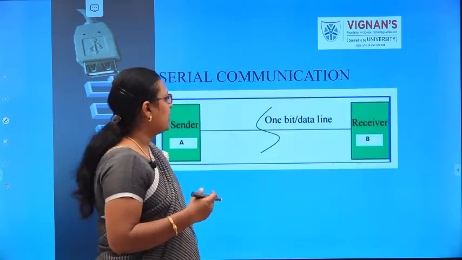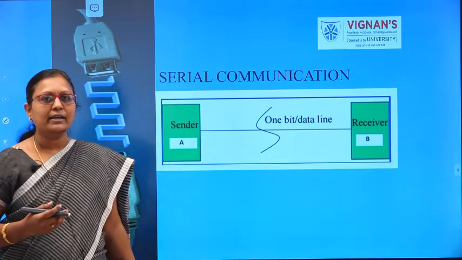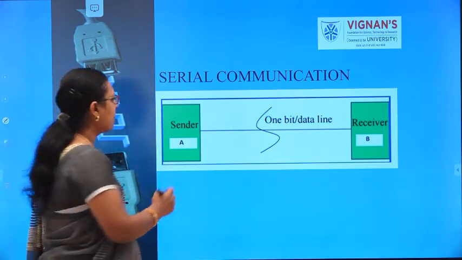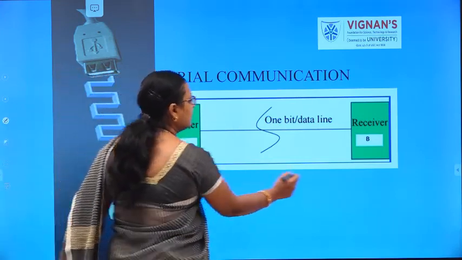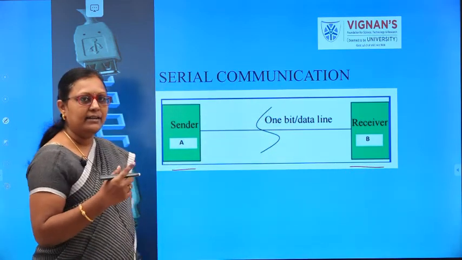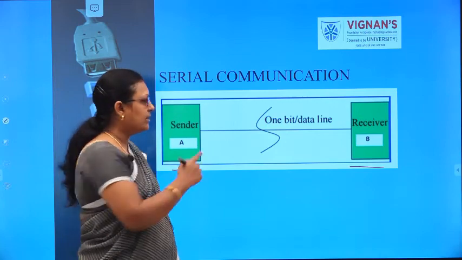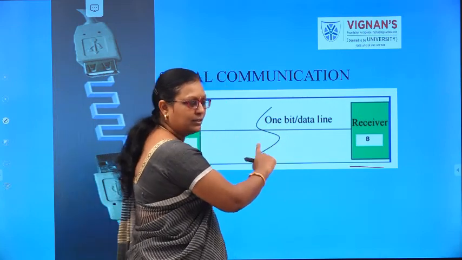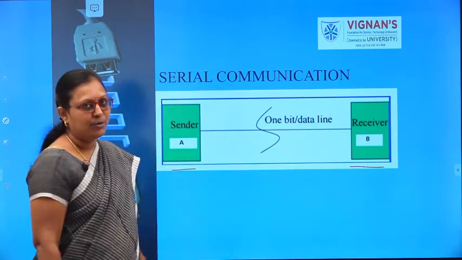Serial communication means we are going to transfer the data bit by bit, not as it is, bit by bit we transfer. This is the block diagram of serial communication. It consists of a sender and a receiver. A sender can transmit the data one by one, bit by bit, in one line to the receiver. That is serial communication.